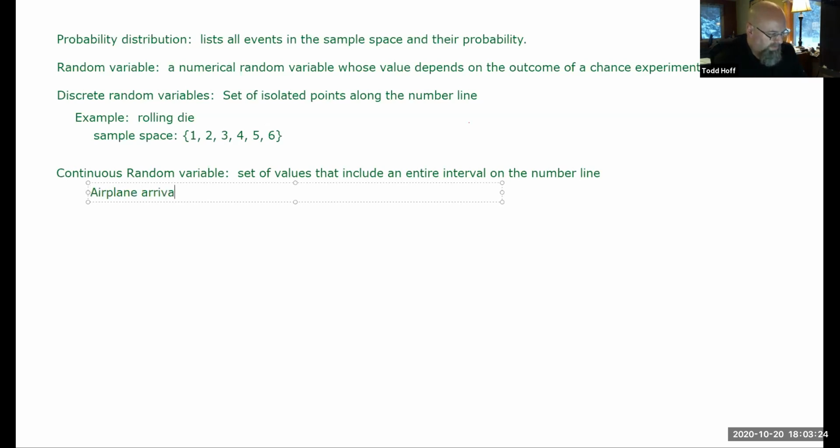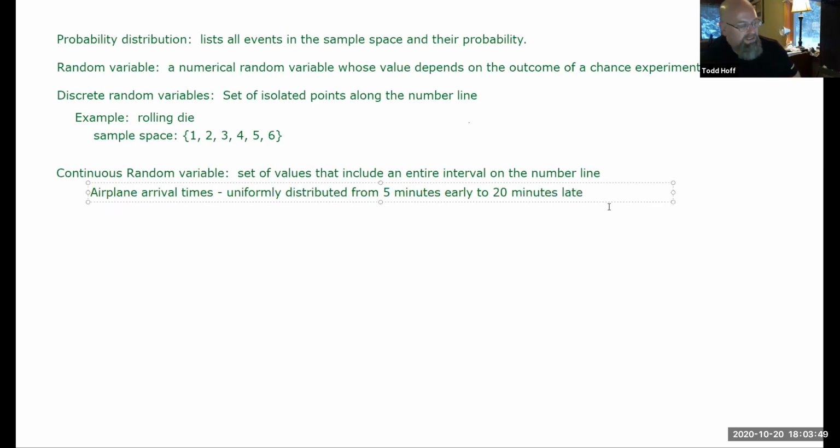An example of a continuous random variable would be airplane arrival times. Let's say they are uniformly distributed from 5 minutes early to 20 minutes late. So uniformly distributed means the probabilities are the same along the whole interval, the whole time interval.